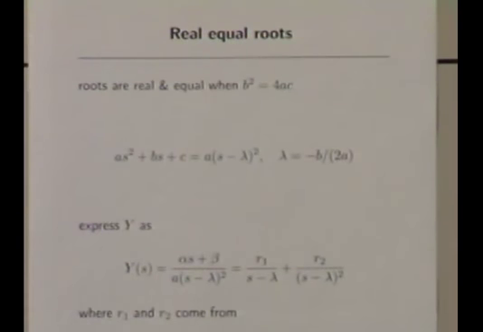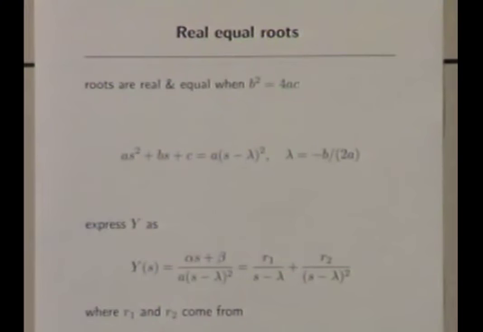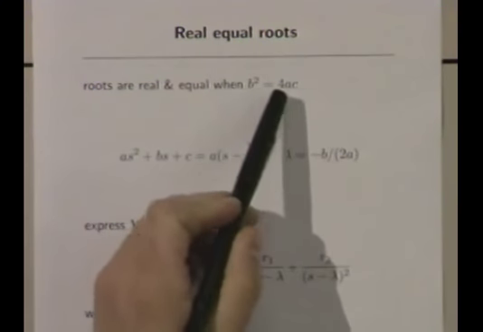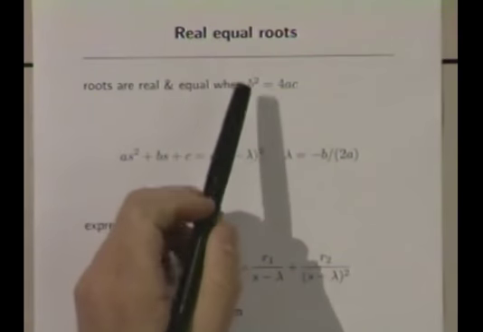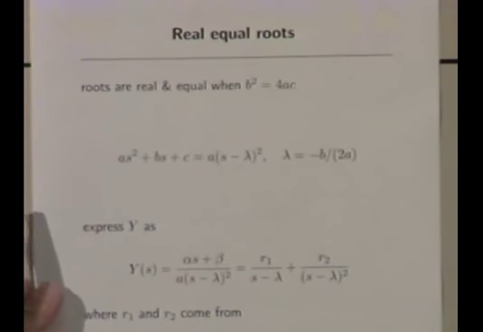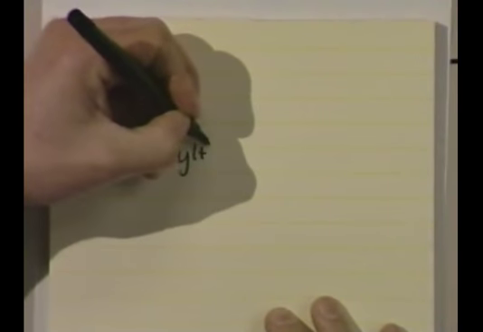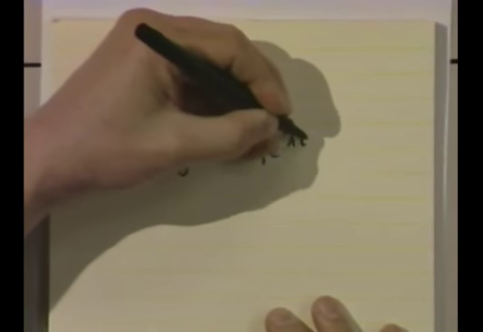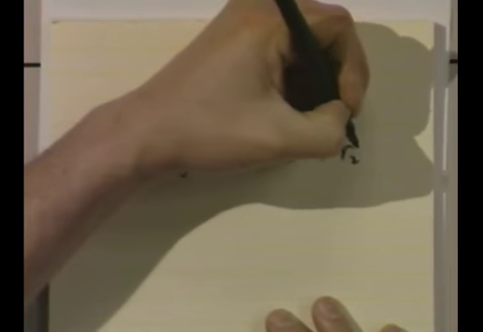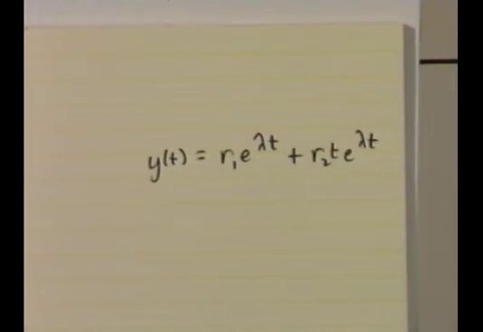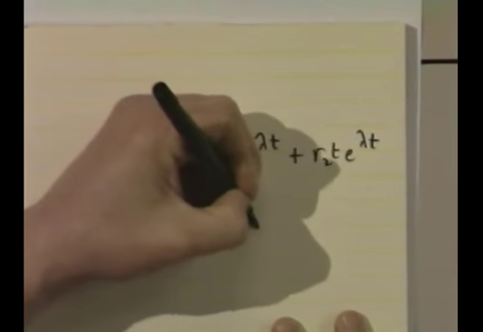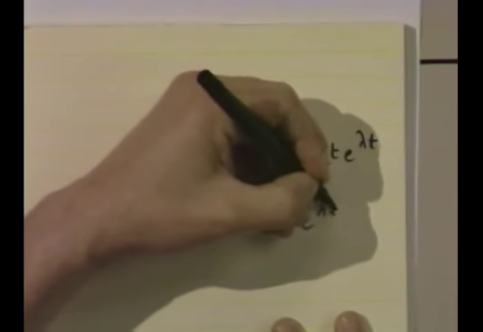So to finish up this part on real equal roots, this happens when b squared is 4ac, so that b squared minus 4ac is 0. You get the same roots. In this case, the Laplace transform has this form, and when all the smoke clears, the solution y of t is r1 e to the lambda t plus r2 t e to the lambda t. If you like, you can write that as r1 plus r2 t times e to the lambda t.